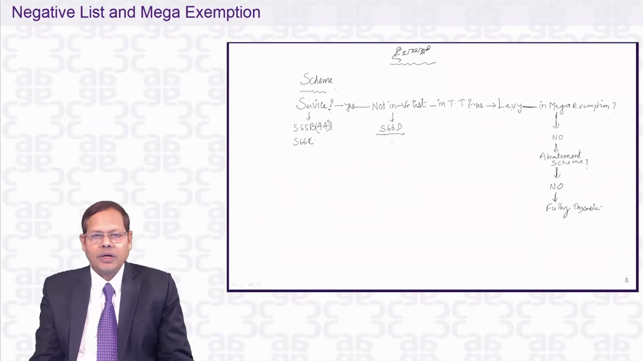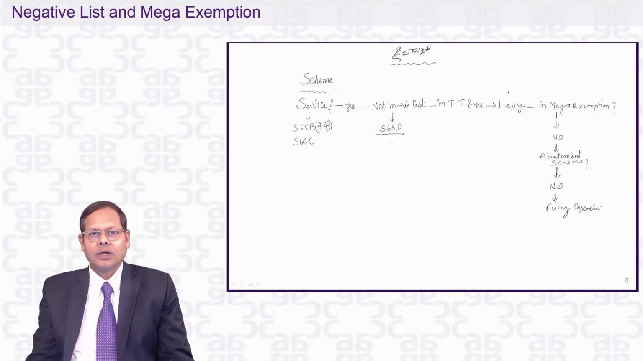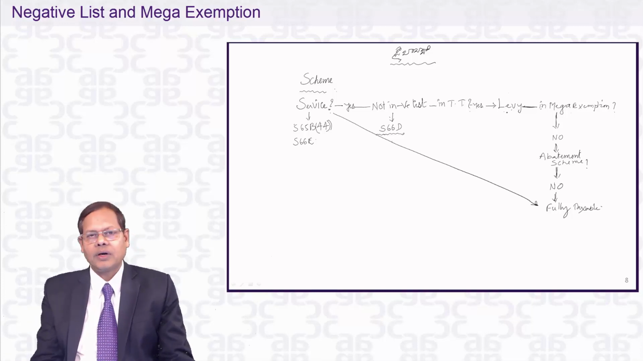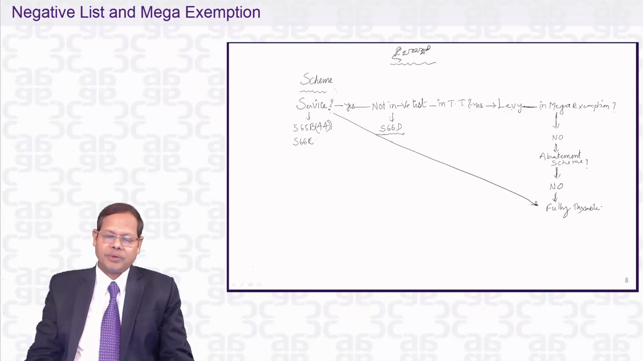So first of all we have to check leviability, next tax liability, then whether it is total or partial, you have to check. This service becomes fully taxable here if it is not in the negative list, if it is not falling under mega exemption or abatement scheme.